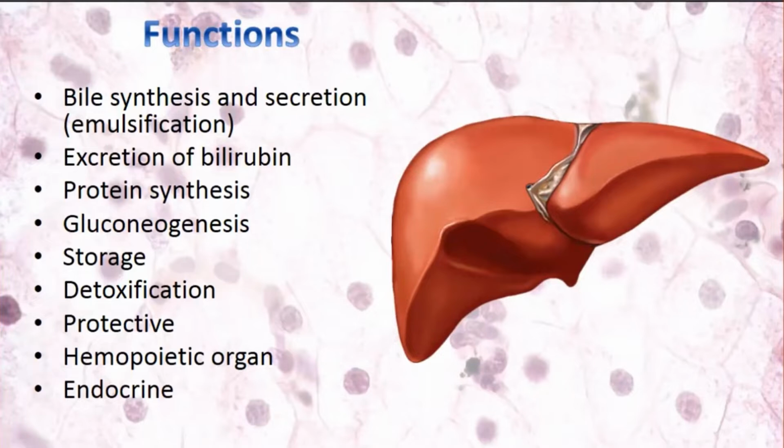Liver is involved in detoxification. Many different medicines, for example, drugs, different toxins, they are going to liver, and liver makes them not dangerous. It's called detoxification. Also, liver provides protective function, and also liver is hemopoietic organ during embryonic period, and also liver provides endocrine function. Some endocrine regulative substances are produced by the liver and released in the bloodstream.